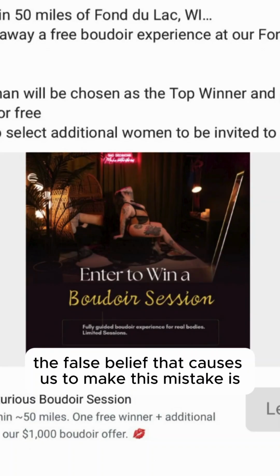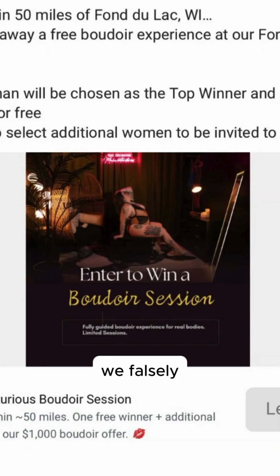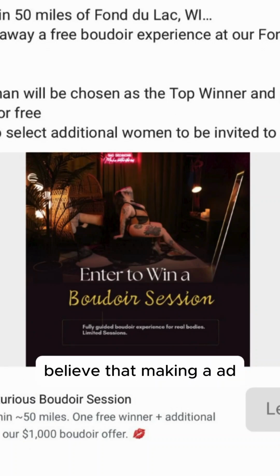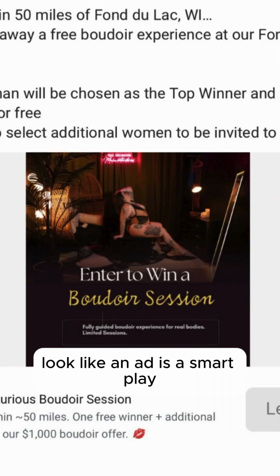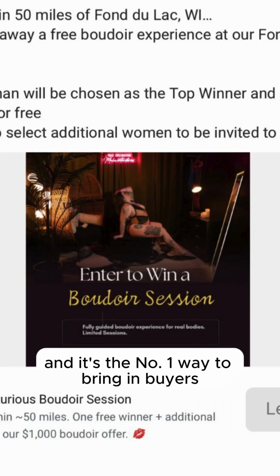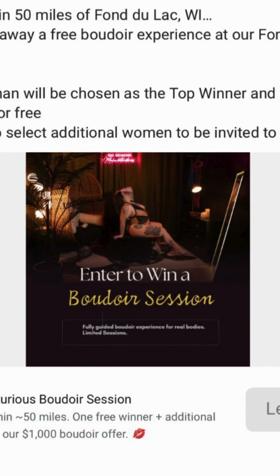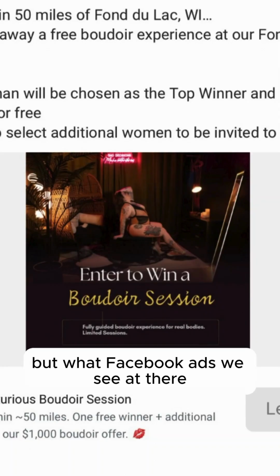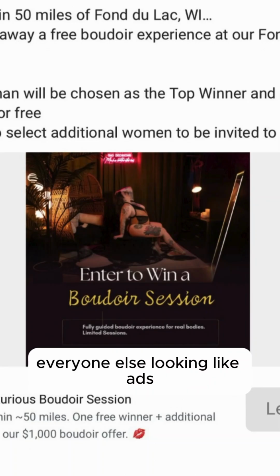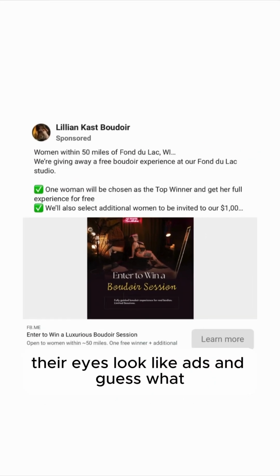The false belief that causes us to make this mistake is we falsely believe that making our ad look like an ad is a smart play, and it's the number one way to bring in buyers. The false belief comes from looking around at all the other Boudoir Facebook ads. We see everyone else out there looking like ads. Their ads look like ads.